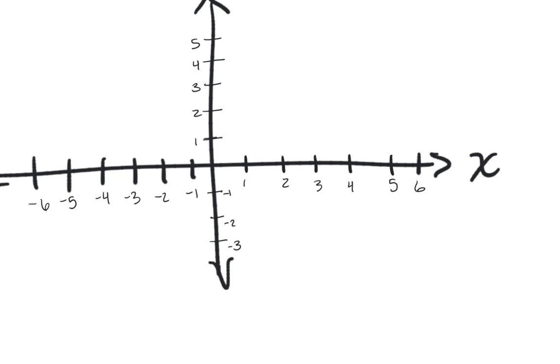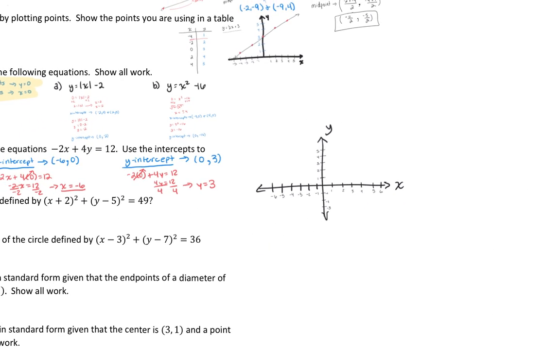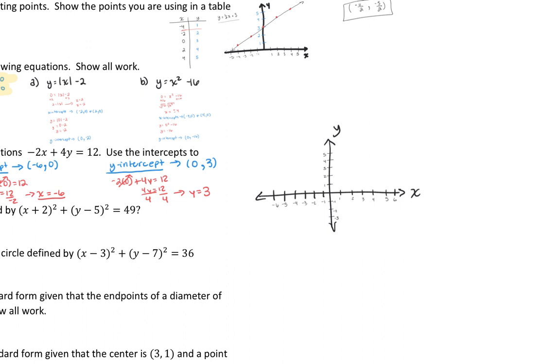negative 2, negative 3. So our 2 points are, our x-intercept is negative 6, 0. So negative 6, 0 is right here. And our next point is 0, 3. So something like that. So that means between those 2 points, we have a line that looks something like that.